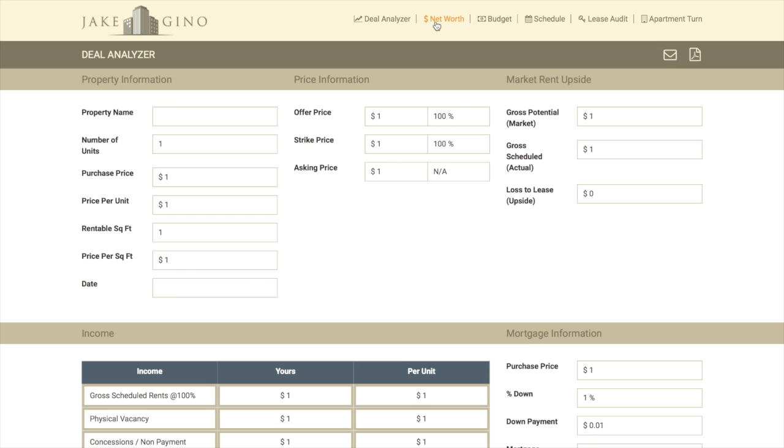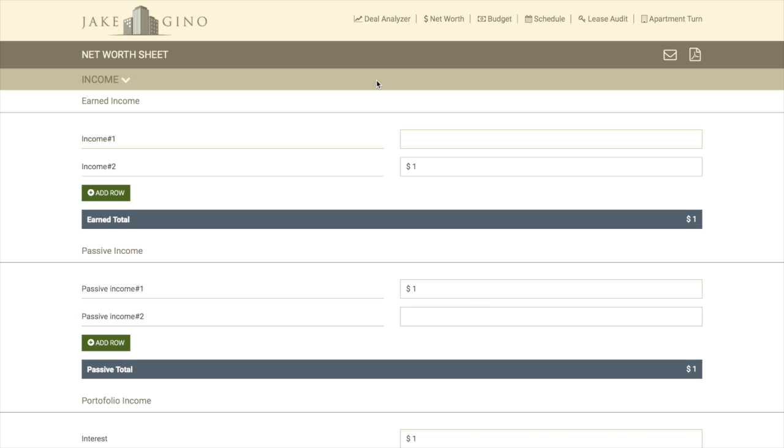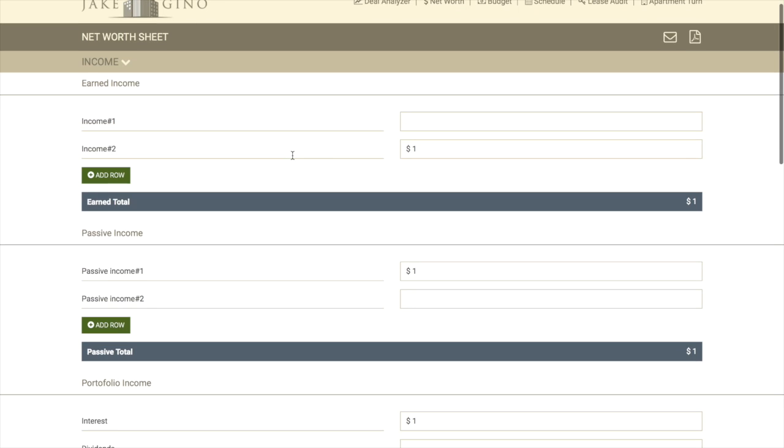Let's go to the next calculator, net worth. I love this sheet. Anyone who is in real estate or who really seriously wants to grow their net worth should be doing their net worth at least quarterly, if not monthly. When you get into buying real estate, a bank's going to want to know your personal financial statement, and this is what it's all about.